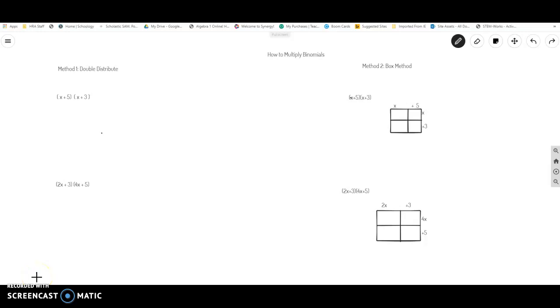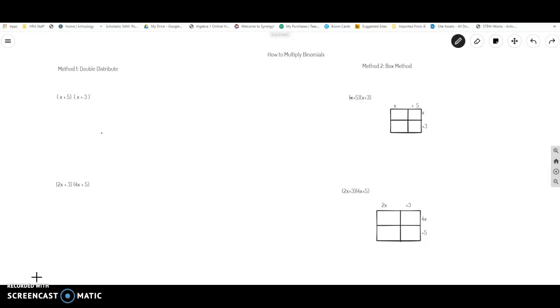Good morning, everyone. I'm going to show you how to multiply binomials today. I'm going to show you two different methods, and then I'm going to give you the option of choosing whichever method you like best to use. The first method we call the double distribute.